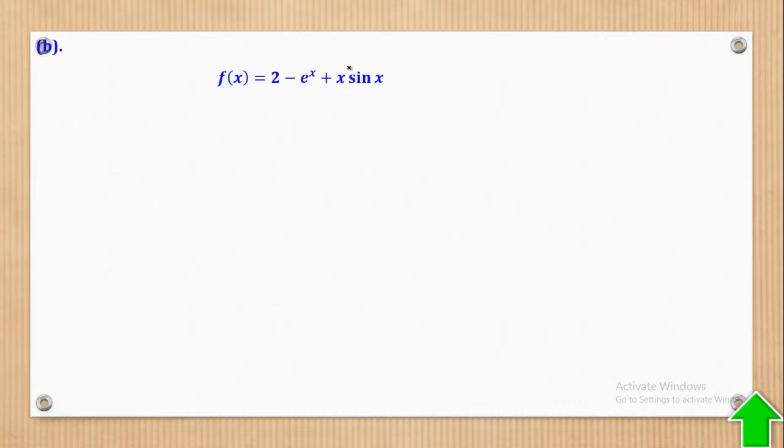So the first thing to do is to differentiate. When I differentiate, this one is 0, then this one is negative e^x. Now this one is a product. What you're going to do, keep this one constant, differentiate this to give you that. Then after that you say plus, keep this one constant, differentiate this to give you 1.